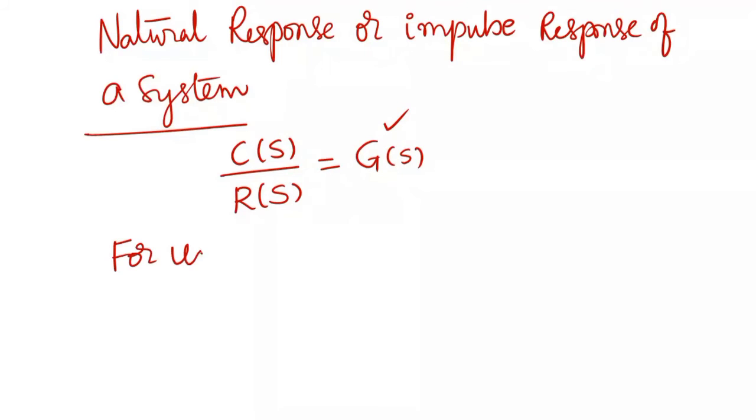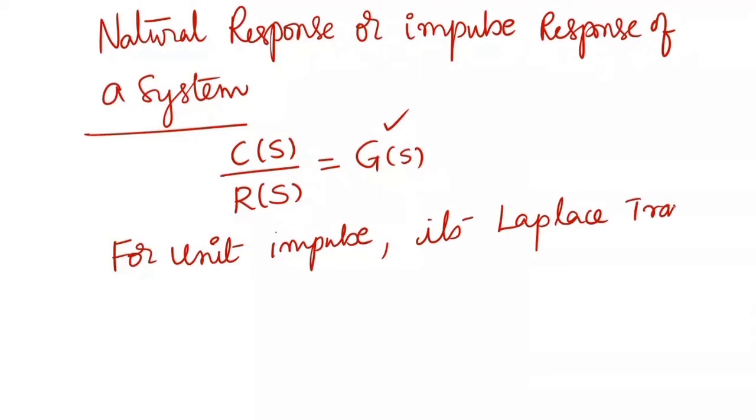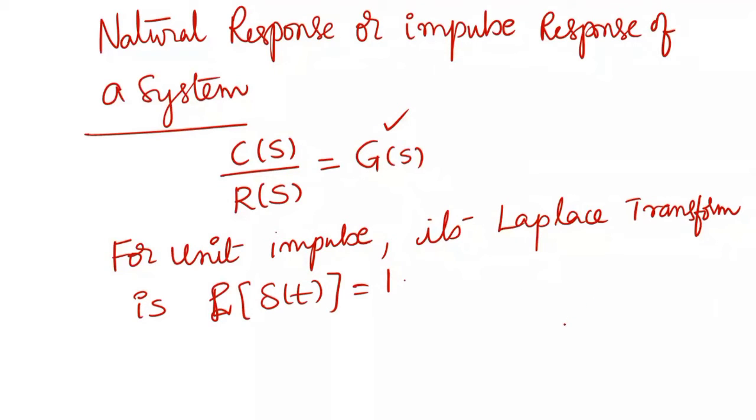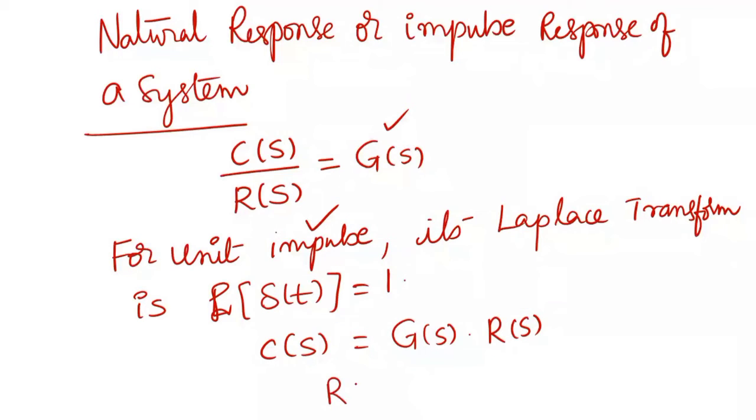For unit impulse, its Laplace transform, the Laplace transform of unit impulse function L of delta t, is equal to 1. Suppose that if unit impulse is given as input to the system, then the value of C of s is equal to G of s into R of s. We know that R of s is equal to 1 for unit impulse. So, C of s is equal to G of s.